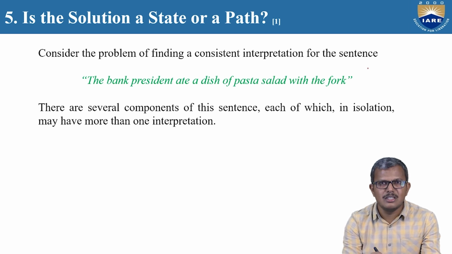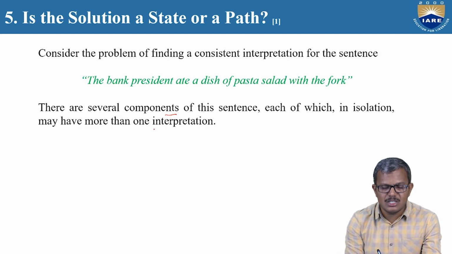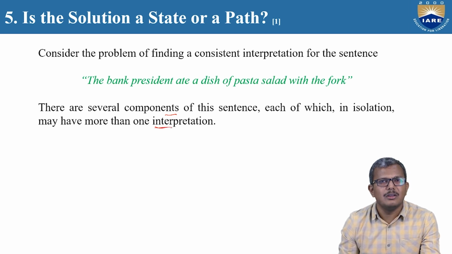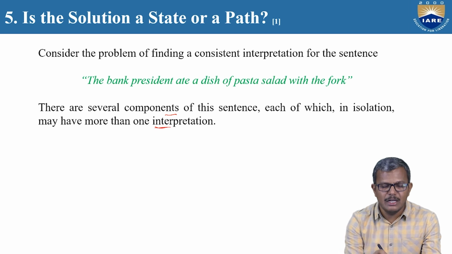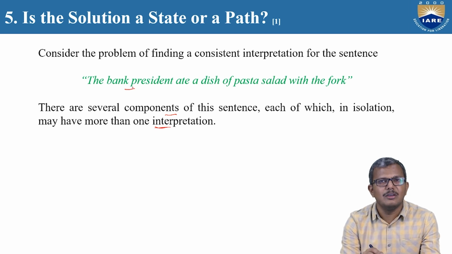Okay, so what is the statement given to us? The bank president ate a dish of pasta salad with a fork. There are several components in this sentence which are giving more than one interpretation. You try to understand. The bank president. Whenever I say bank president, it can be anything.